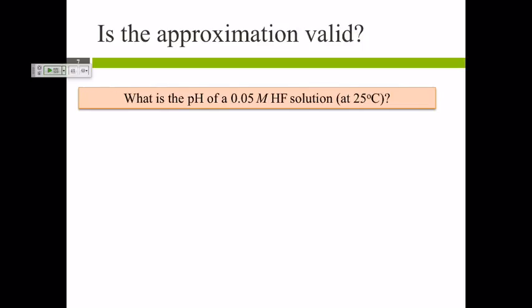So go ahead and click in now. And think about, we just did this exact problem. We now have a different initial concentration of HF. See if you can think of any shortcuts to do in order to find the pH of this solution. You might use your work you've already done.